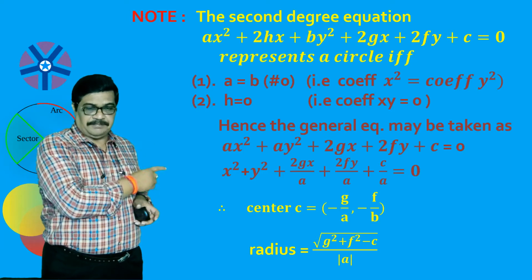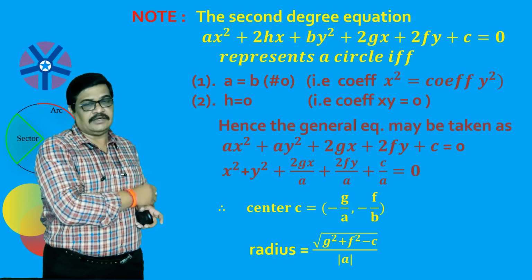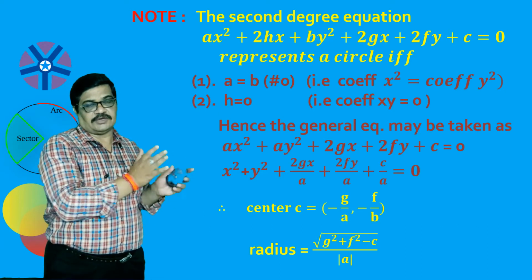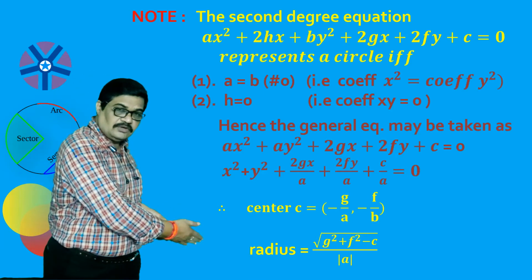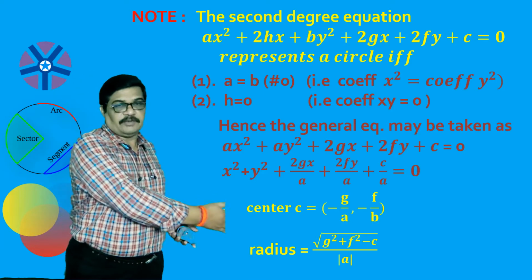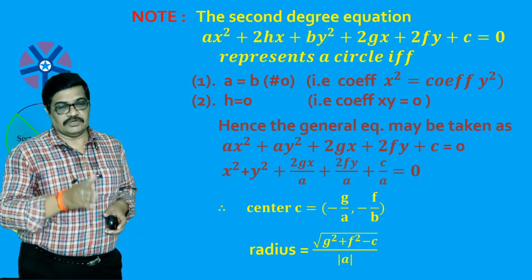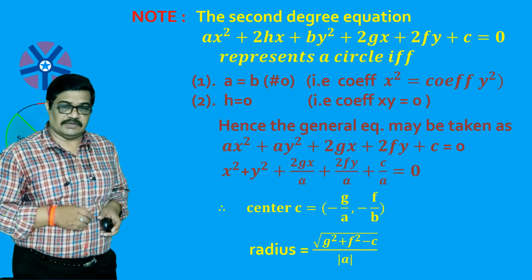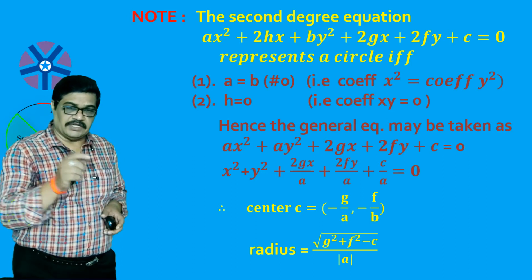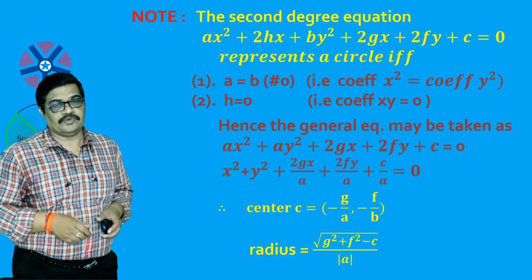In the above formula, r is equal to the root of g square plus f square minus c, where g is replaced by g by a, f by f by a, and c by c by a. When we substitute and simplify, we get the radius r is equal to the square root of g square plus f square minus c, divided by modulus of a. So these are the center and radius of the general equation, the second degree equation, in this form.